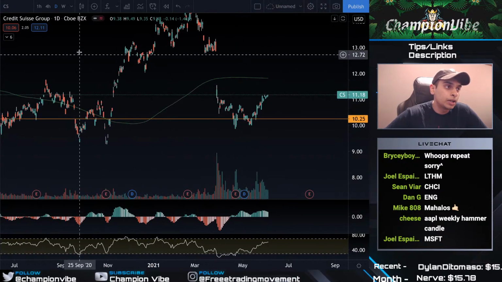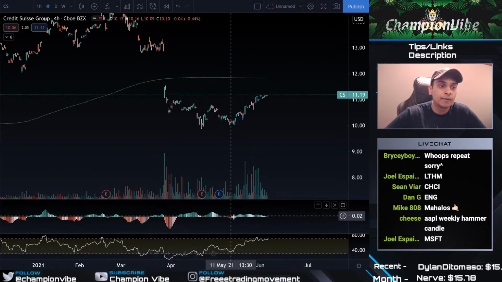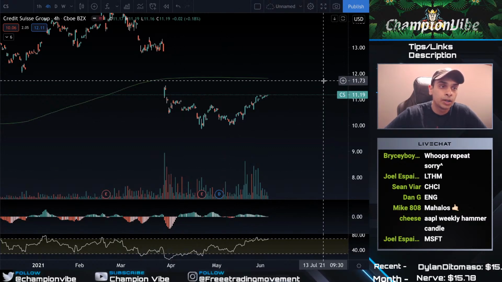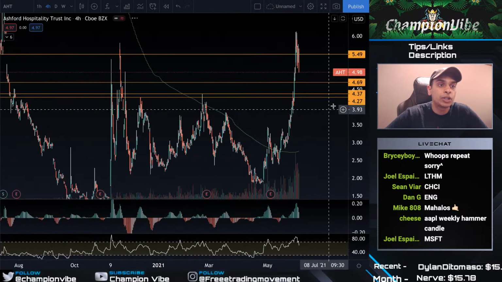Definitely double bottomed over here. Probably on the 4-hour, it looks very clear. Yeah, first bottom, second bottom. Less levels of negative momentum on the second bottom. 200-day moving average is around 1185. We'll see what happens. AHT, we've talked about this one.